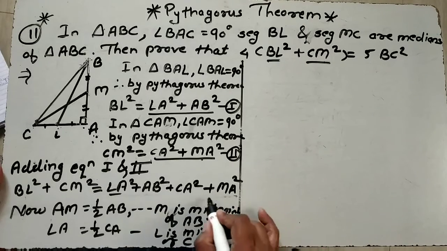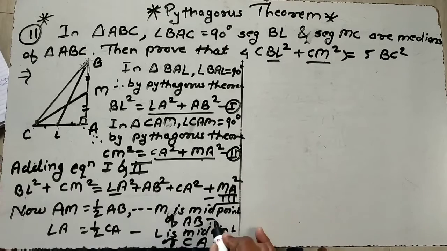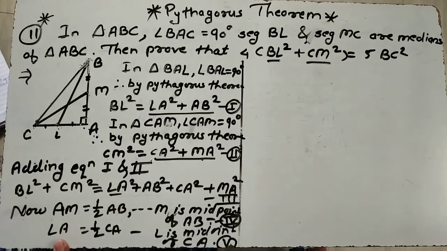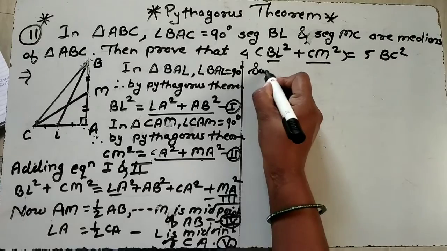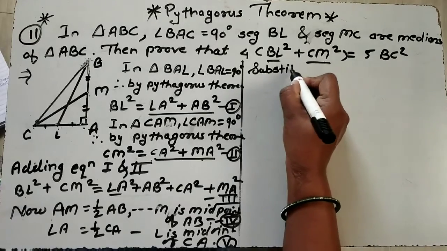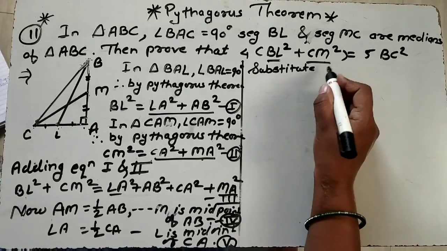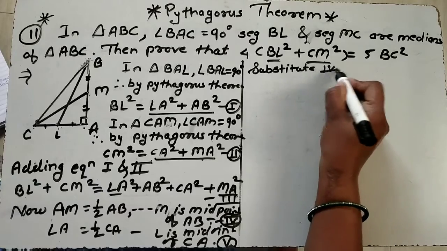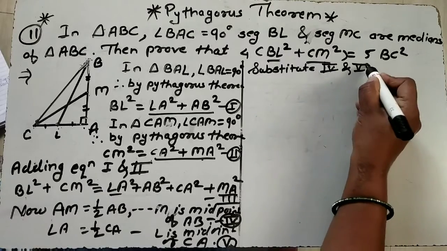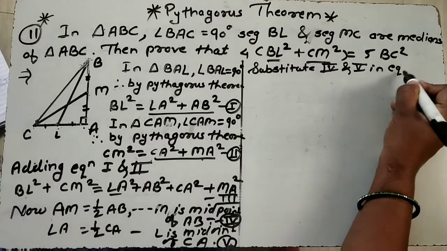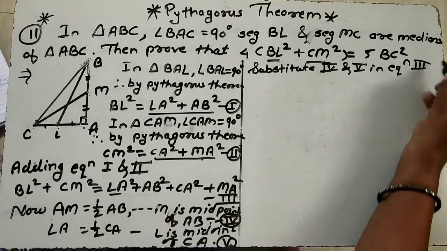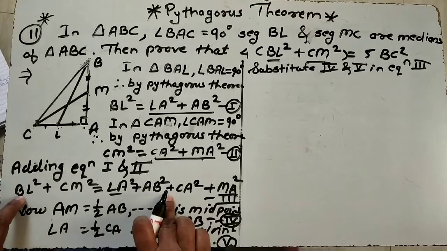This is third. This statement is fourth, and now this statement is fifth. Now we will put the values of AM and LA in equation 3. So we will substitute 4 and 5 in equation 3. These values, AM's and LA's value, we will put in this equation.